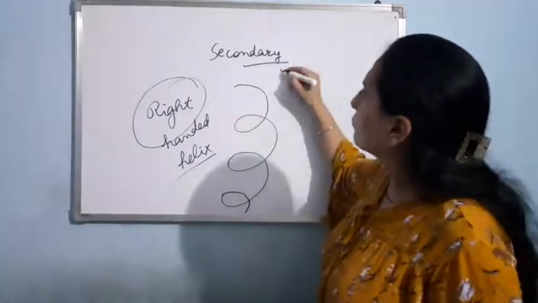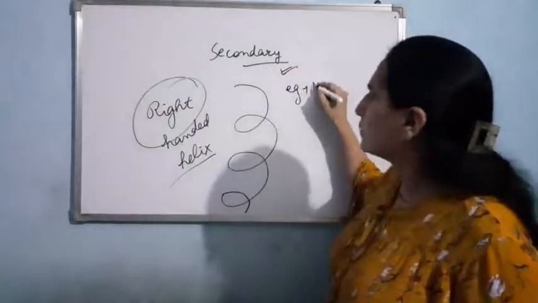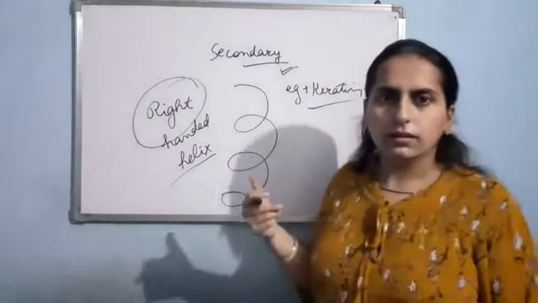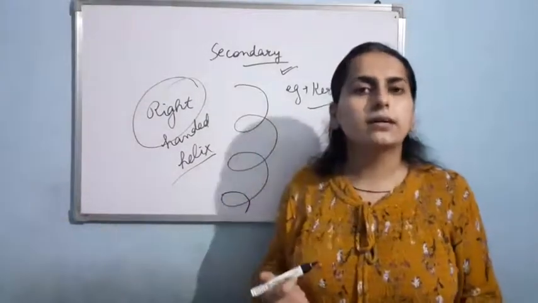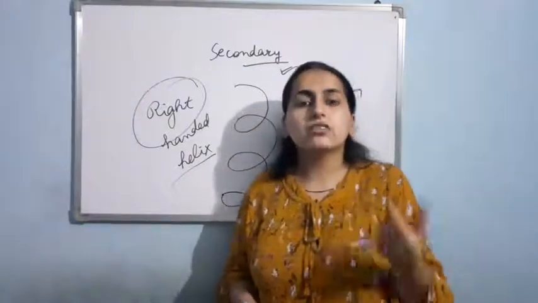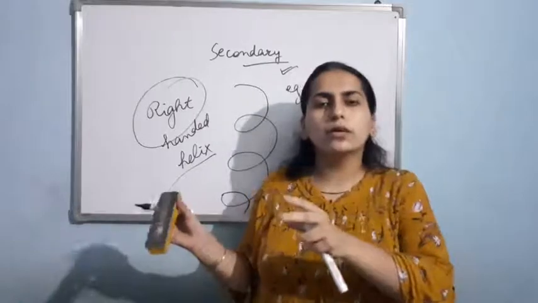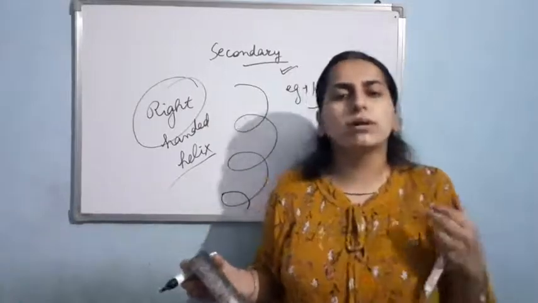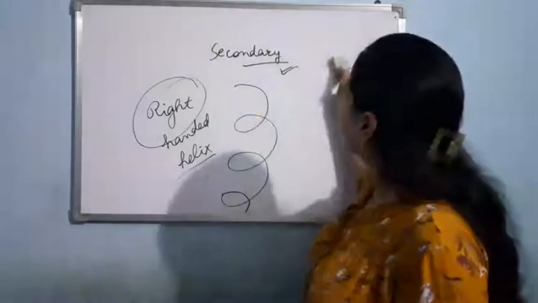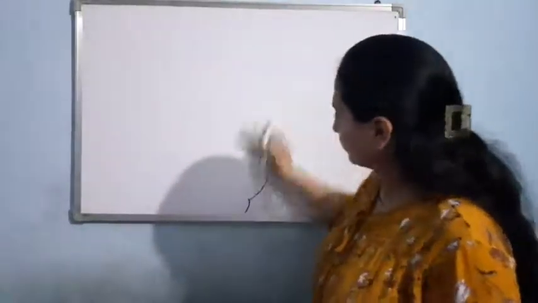Now, if I talk about the example of secondary protein, it is keratin, which is present in our nails, in the hair. Basically, the secondary structure is the structural part of our body. The secondary proteins used to make the structural part of our body, like nails, hair. Clear?